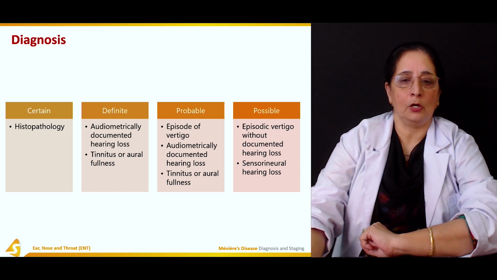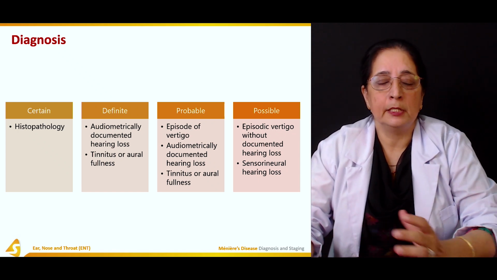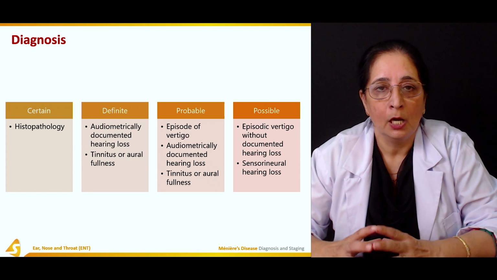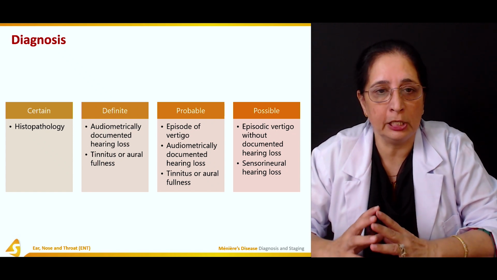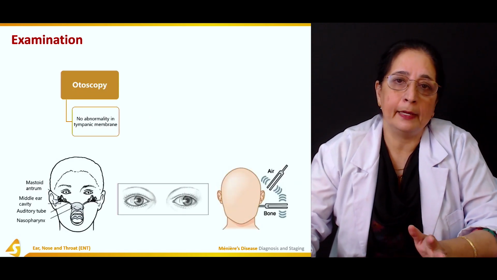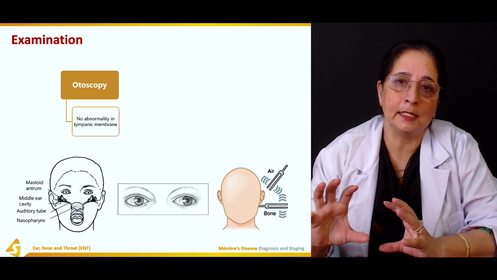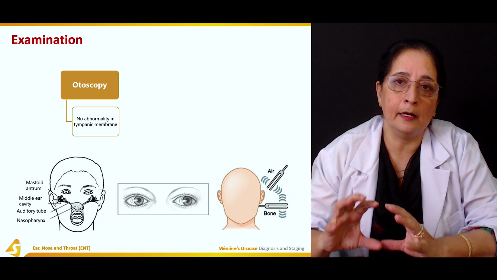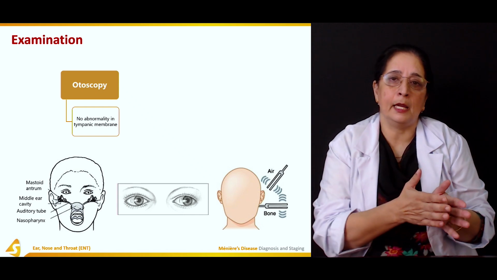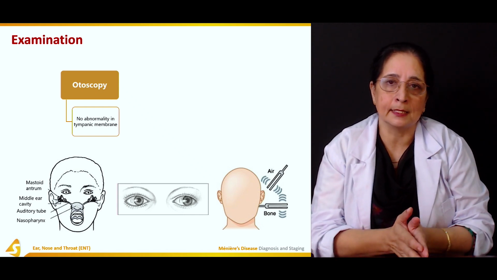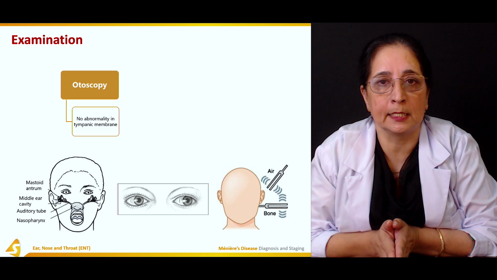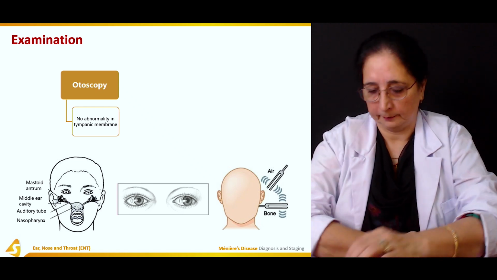Then examination of the patient, which is otoscopy. Oto is ear, scopy is examination or visualization. So on otoscopy, there is no abnormality in the tympanic membrane. Mainly Meniere's disease is a disease that affects the inner ear or endolymphatic system. So the tympanic membrane, where the external auditory canal ends and the middle ear begins, usually has no abnormality present.